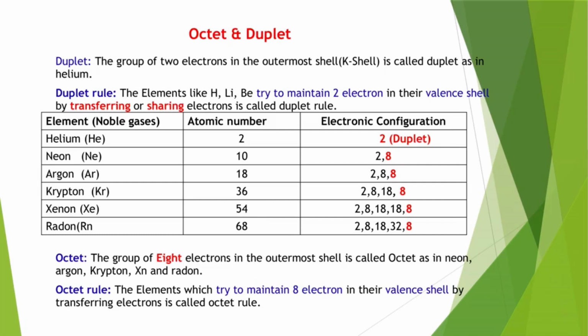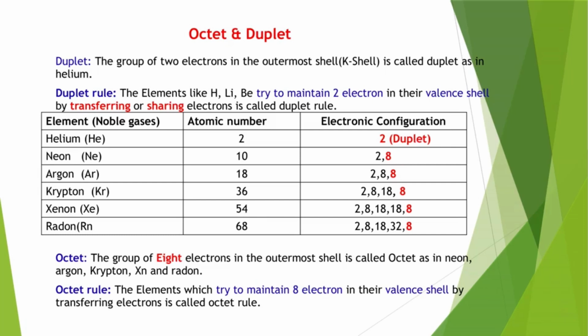So helium is called a noble gas or inert gas, as it has a stable electronic configuration, which is called a duplet. What is it called? It is called a duplet. The definition written there: the group of 2 electrons in the outermost shell, mainly the K shell, is called a duplet, as in helium.